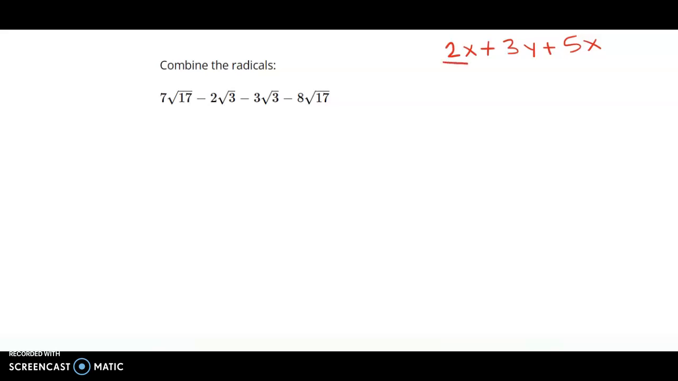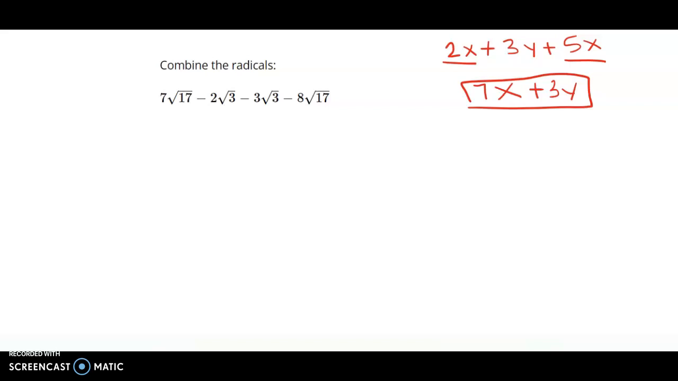Well, hopefully you're saying the terms 2x and 5x. They both have x. It's to the same power, and so those are like terms. So it's kind of like we're saying, okay, we have 2x's. We're adding 5x's, so total we have 7x's. We only have 3y's, there's no other y's to add, and so that would be our final answer. So keep this in mind when we're adding radicals.